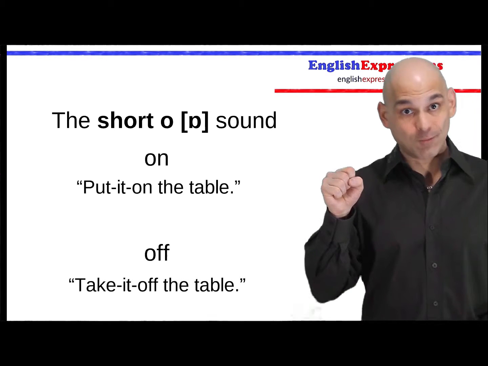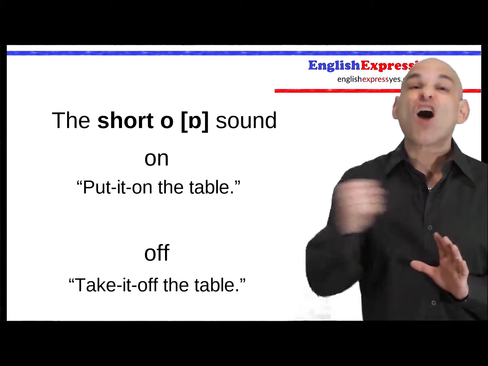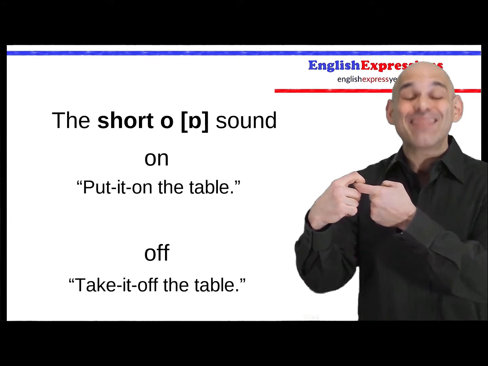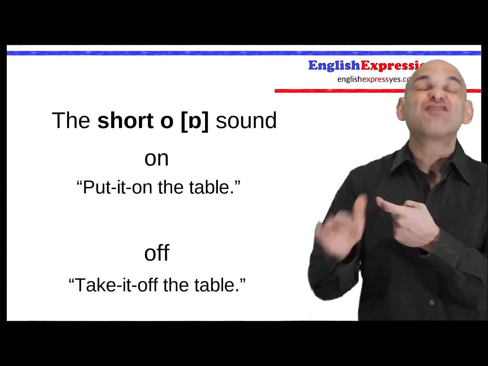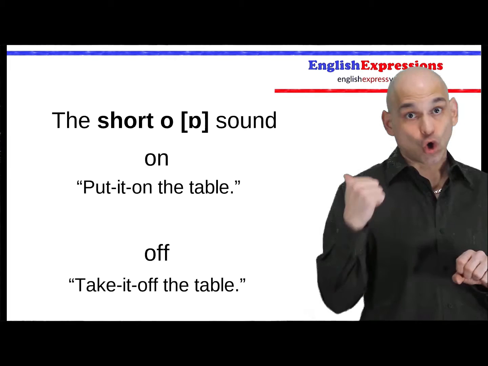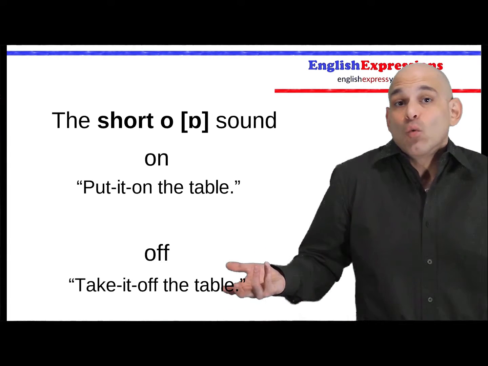Take it off the table. Again, we use the short O sound. Take it off the table. Take it off. But here, notice how we link the K and the I. Take it off the table. But we pronounce the preposition fully, the short O. Why? I don't know. I don't know why.